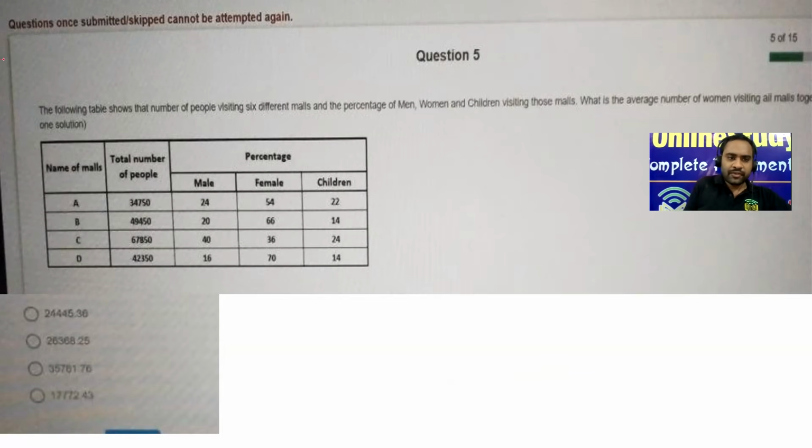Next problem. The next problem is a little more calculative, question number 2. The following table shows the number of people visiting 6 different malls.